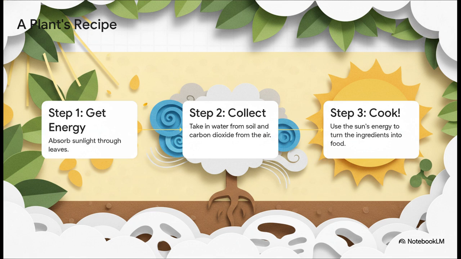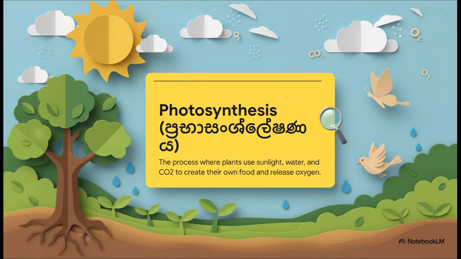And then for the final step, they cook. They use that sun energy to work some real magic, turning those simple ingredients into the sugary food that fuels them. And this incredible process, this secret recipe, it has a name you've probably heard before, photosynthesis. It is literally the engine that powers almost all life on our planet. So there you have it. We've just figured out our first major rule of life. All living things have got to have nutrition.